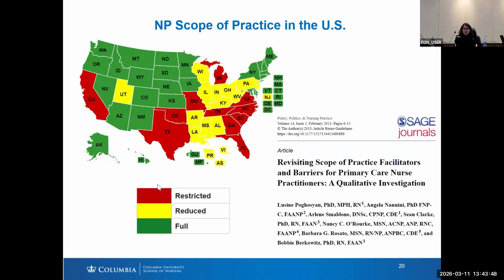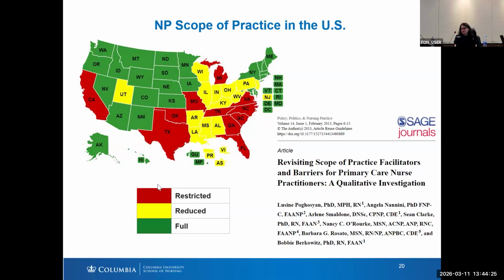Nurse practitioners can go to school, get educated, get their licensure, and then they go and practice without any restrictions. These green states are called full scope of practice states. Then you have yellow states. Yellow states say, okay, you can do everything you've learned and been educated and passed your licensure to do, but you need to have a physician who says, I agree to work with you before you can actually practice. So these states are called reduced scope of practice states.